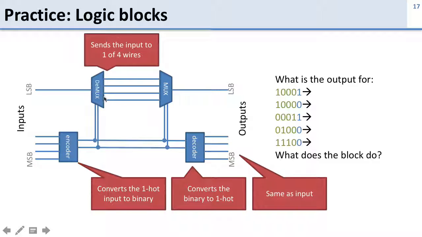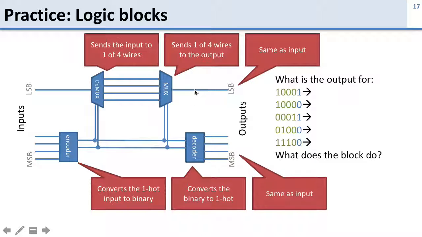We look at the top up here, this demux is going to take the input and send it to one of these four wires, and this mux is going to take one of those four wires and send it to the output. Since these are both using the same select lines here, the input is going to be the same as the output. So it's just going to pass it through. So this seems like a pretty foolish circuit. It's just going to get the same results in the output that it does in the input, but it's doing it in a remarkably complicated manner.